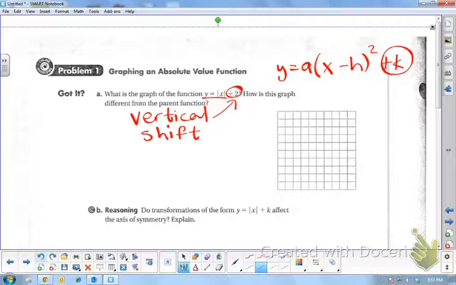So with absolute value functions, that's also k. Tells us our vertical shift. And just like quadratics, then this 2 will tell us to go up if we're positive, and down if we're negative. So we should draw in our coordinate system.